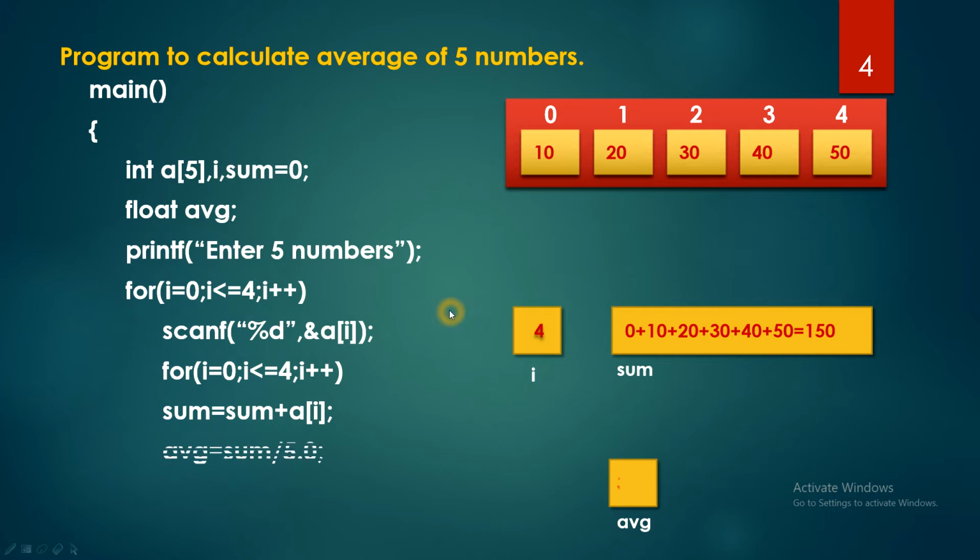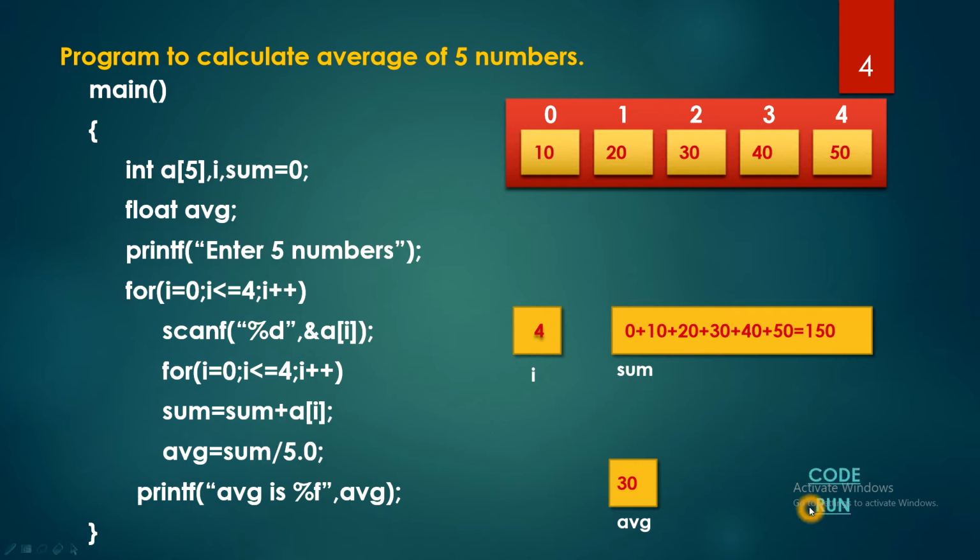Now you have to get the average. So average equals sum divided by 5.0, because it is float. So you have to divide it by 5.0. Why is it 5? Because the total number of elements is 5. So sum divided by 5.0. So the average is 150 by 5, so the average is 30. And you have to print the average. So this is the way to calculate the average of 5 numbers within an array.